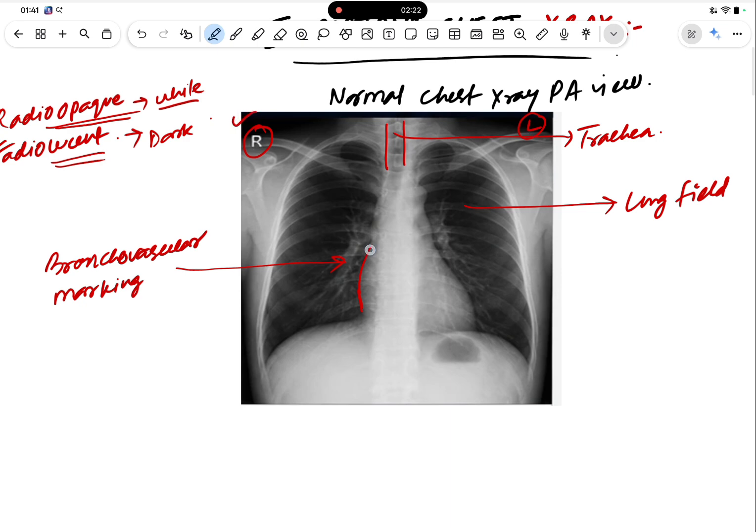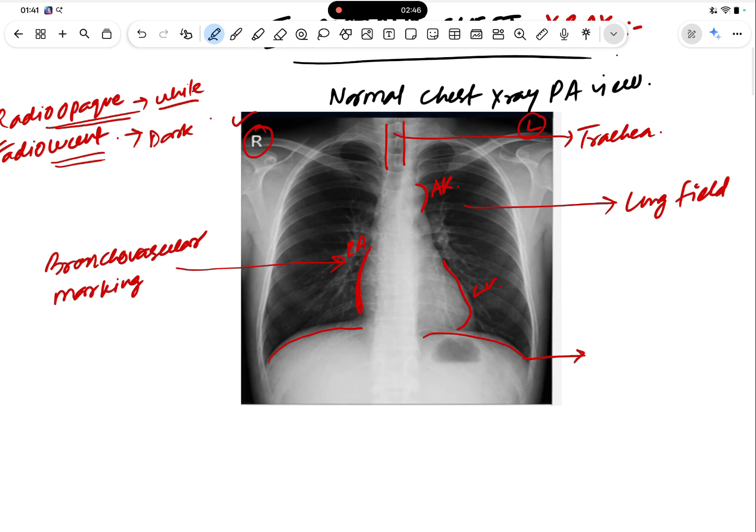This is the right heart border, which is formed by the right atrium. This is the left heart border, which is formed by the left ventricle. This is the aortic knuckle, which is formed by the arch of the aorta. This is the right dome of the diaphragm and this is the left dome of the diaphragm.